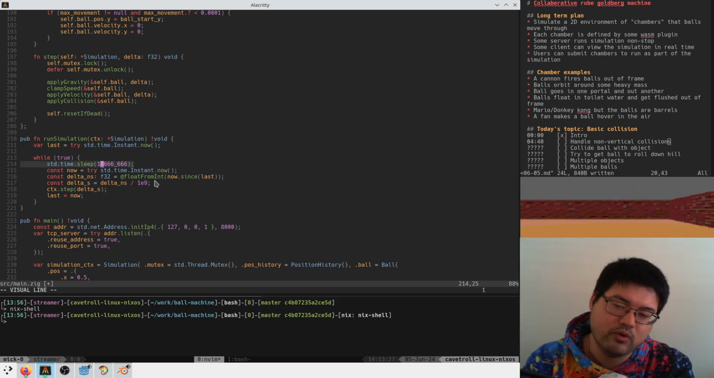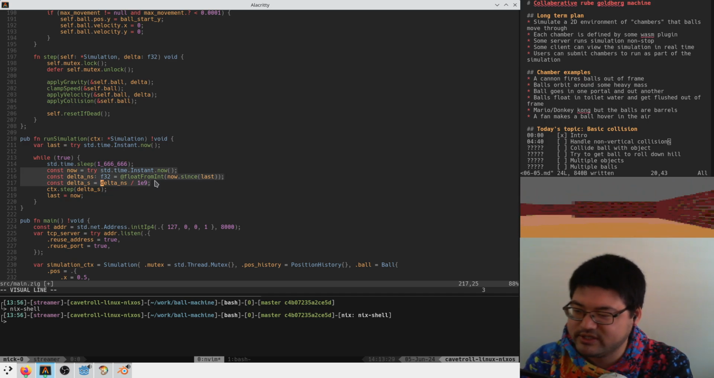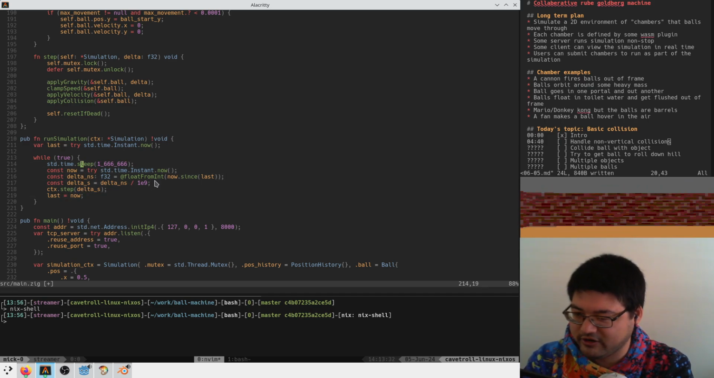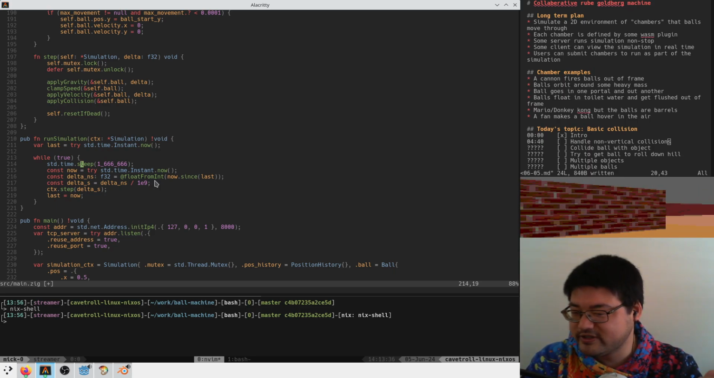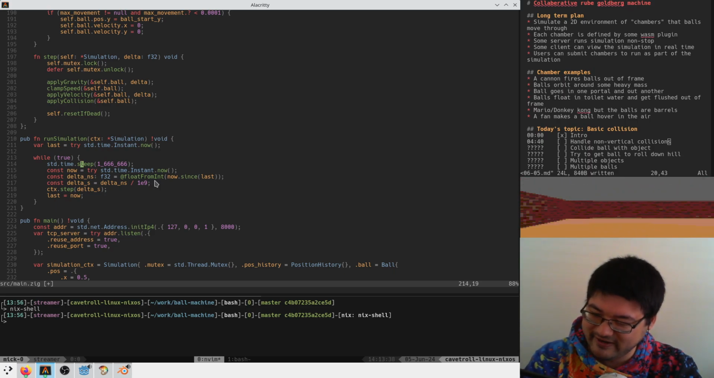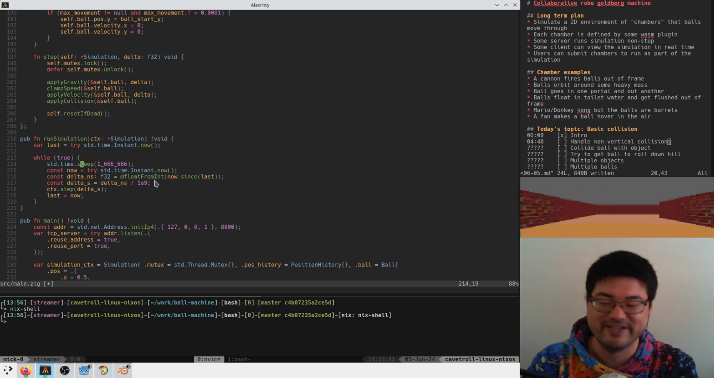Also, this isn't technically 1.6 milliseconds, because if this takes some amount of time, and then we're just unconditionally sleeping for some other amount of time, it's running at some frequency that's close to 600 steps per second, but not perfectly 600 steps per second. Something a little less than that.